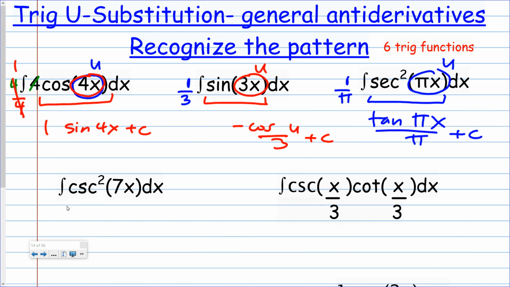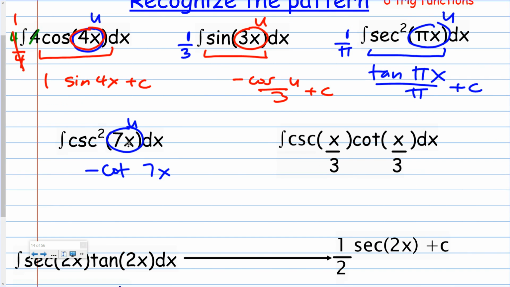Over here, if I made this my u, is there a cosecant squared u on your pink sheet? Yes. What's the integral of cosecant squared u? Negative cotangent u, and then divide by the derivative of 7x, which is 7. You guys comfortable with that? Yeah.